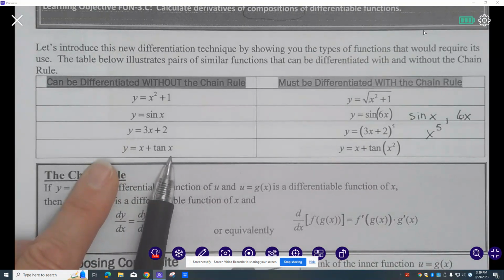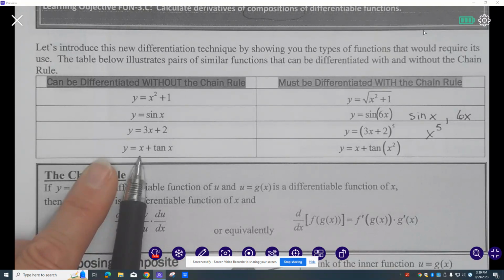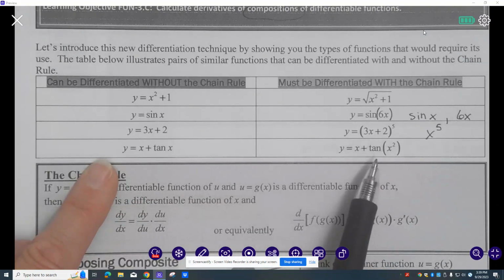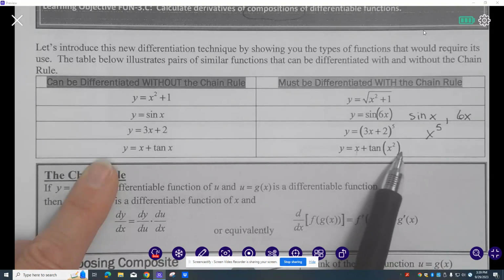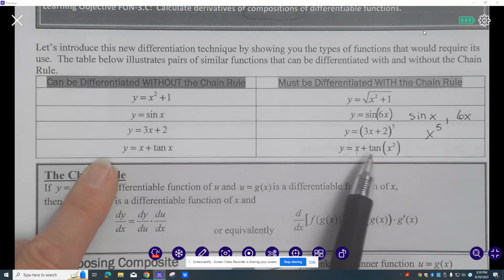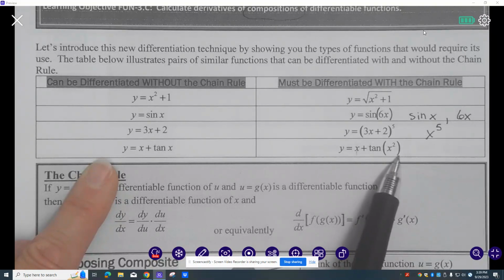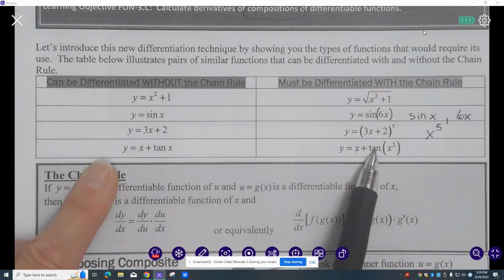X plus tan of x, you could take the derivative of this right now. The derivative would be 1 plus secant squared. This part I could take the derivative of right now. That would just be 1. It's the second part that is a composition. So I would just take the derivative of this plus the derivative of this, and tan of x squared would require the chain rule.